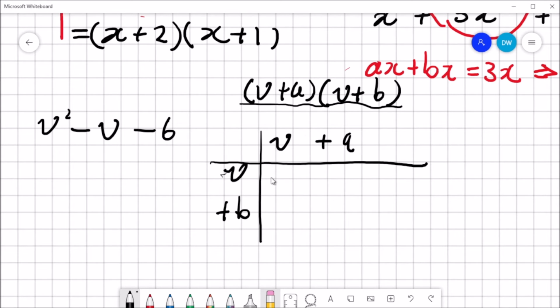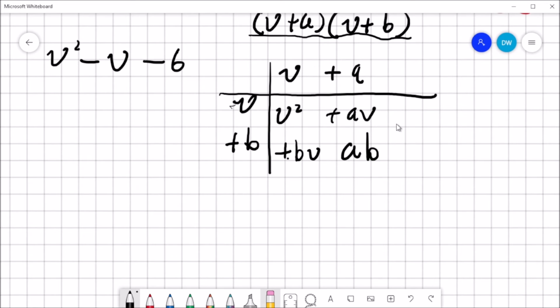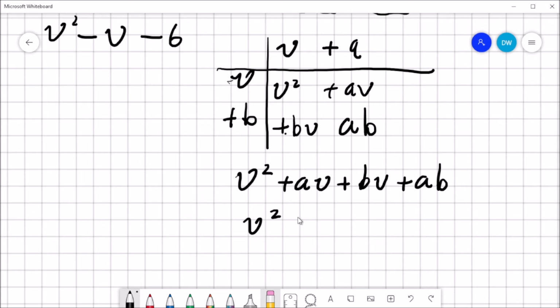So what do we have? v times v, of course, v squared, plus av plus bv, and a times b is ab. Okay, so if we combine everything here, what we end up with should be v squared plus av plus bv plus ab. Okay, so if we match everything here, v squared minus v minus 6, what we need is a plus b.